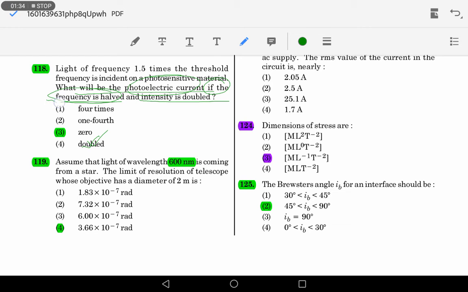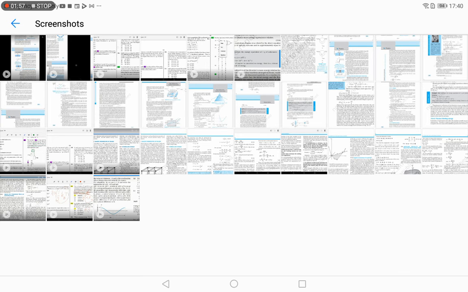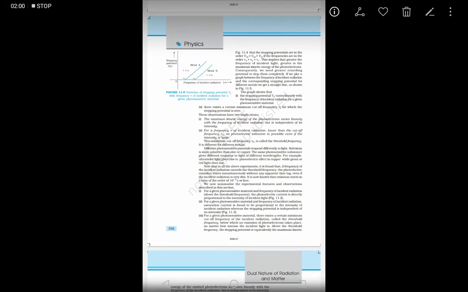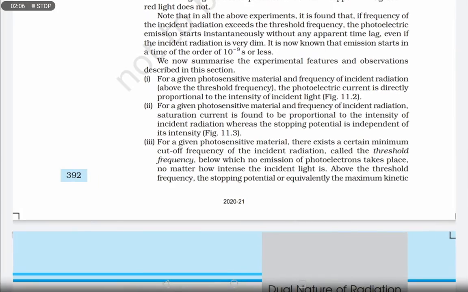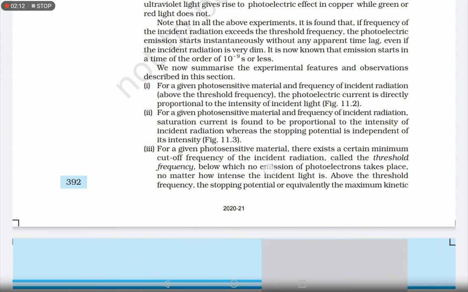If I am going to consider the condition frequency is halved, 1.5 times the threshold frequency is given. When this frequency is getting halved, you will get 0.75 times nu naught, which is actually less than the threshold frequency. So when a frequency lesser than the threshold frequency is used for photoelectric emission, there will be no photoelectric emission. So for a given photosensitive material, there exists a certain minimum cutoff frequency of the incident radiation called the threshold frequency, below which no emission of photoelectrons takes place. So the answer is 0.